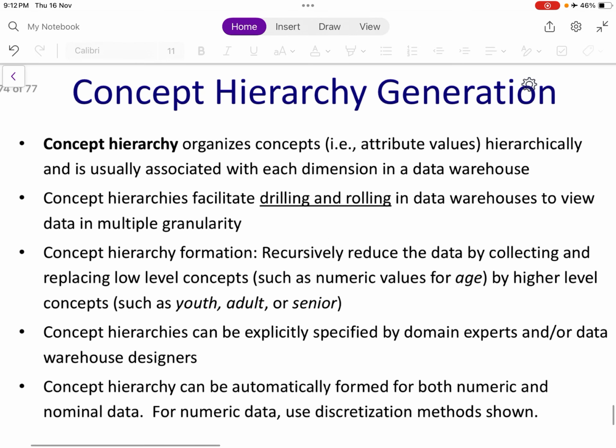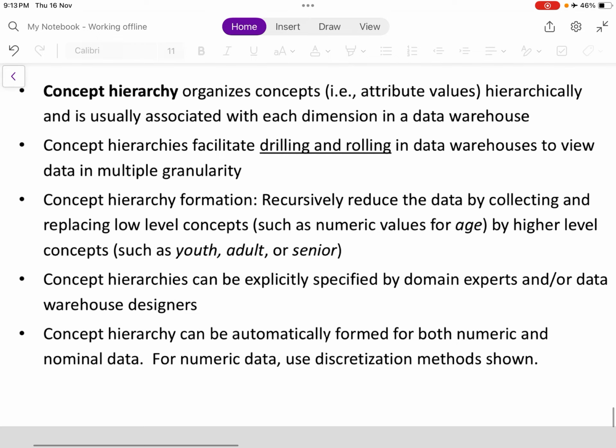We'll see concept hierarchy generation. A concept hierarchy organizes concepts, that is, attribute values, hierarchically and is usually associated with each dimension in a data warehouse. A concept hierarchy facilitates drilling and rolling in data warehouses to view data at multiple granularities. Concept hierarchy formation recursively reduces the data by collecting and replacing low-level concepts, such as numeric values for age, by higher-level concepts such as youth, adult or senior.